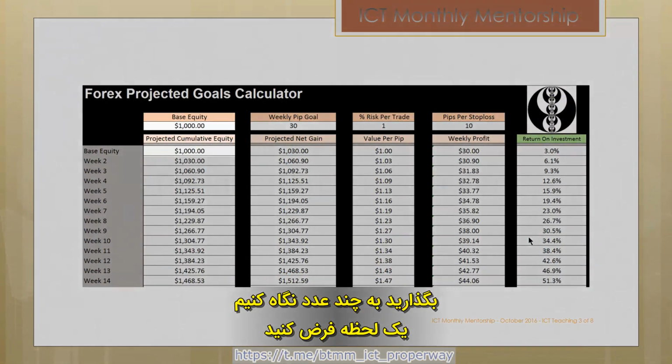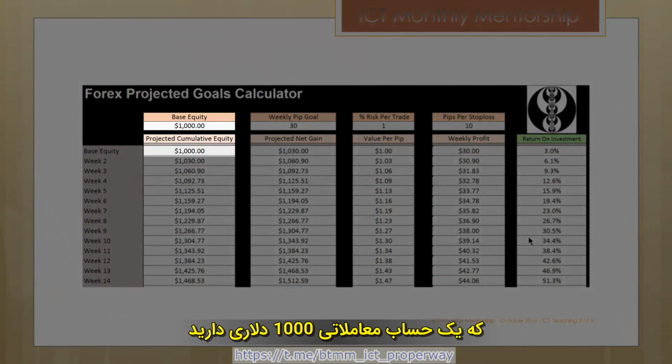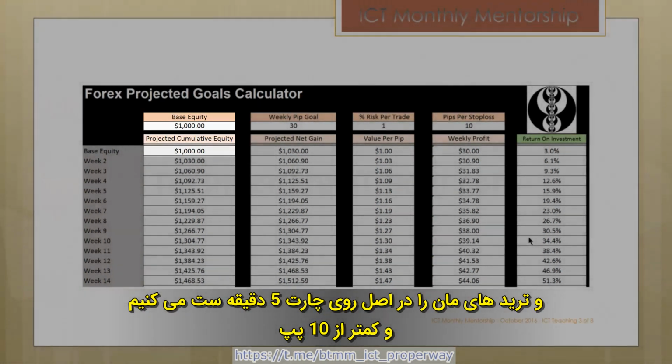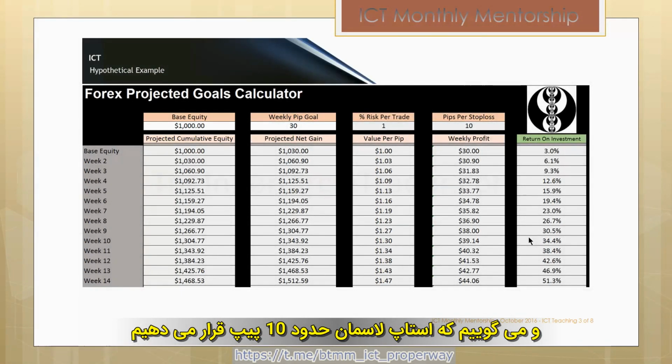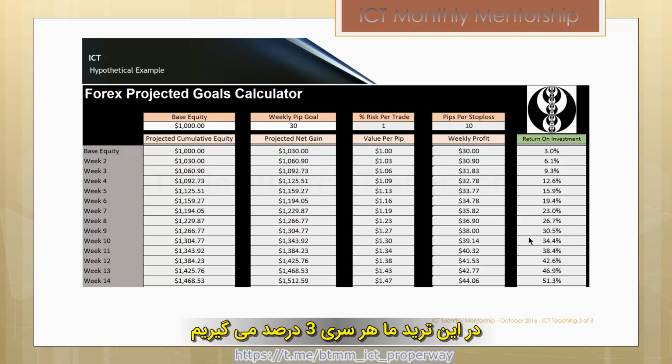Let's look at some numbers. Assume for a moment we had a $1,000 trading account, and we set the trade up originally as we did with the 5-minute chart, less than 10 pips. We're going to say we rounded it to a 10 pip stop loss, and the market came up and allowed us to get our 3-to-1 multiple. In this trade, we would already have 3% paid to us.